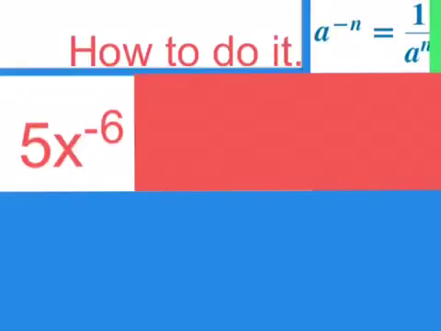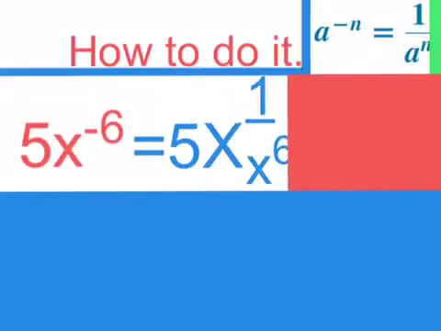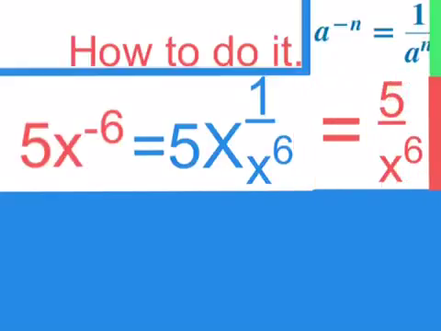Let's look at the first example. 5x to the power of negative 6. Whenever we see a negative index and the question asks us to change into a positive index form, we want to refer to this law: a with the power of negative n equals 1 over a with the power of n. So this 5x with the power of negative 6 should equal 5 times 1 over x to the power of 6. To simplify it further, we can make it 5 over x to the power of 6.